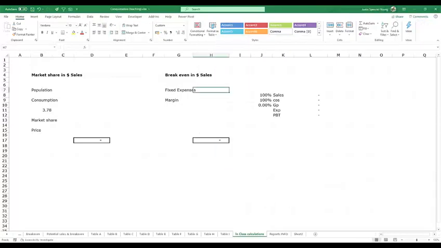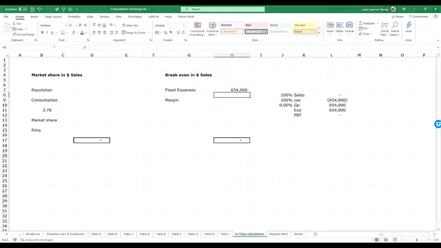So let's just put in here fixed costs of 654,000 rand. And the other piece of information that we need is some information about the profit margin. To do that, we have to go and look at report F.